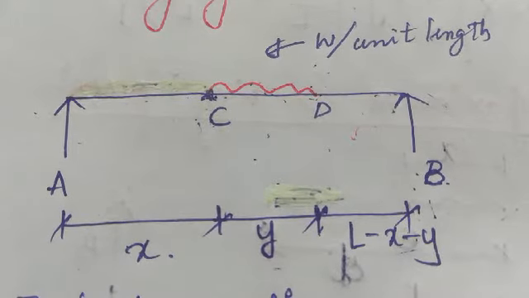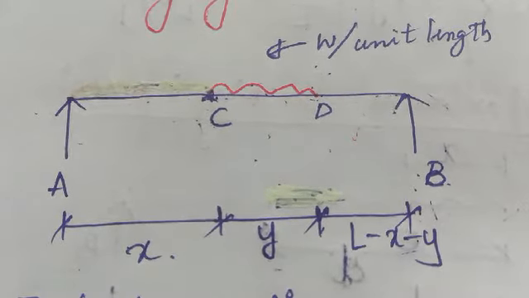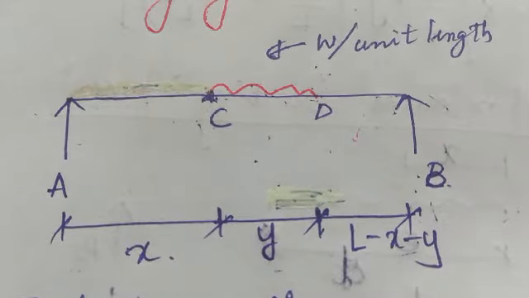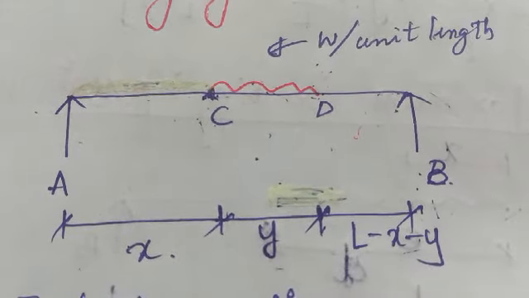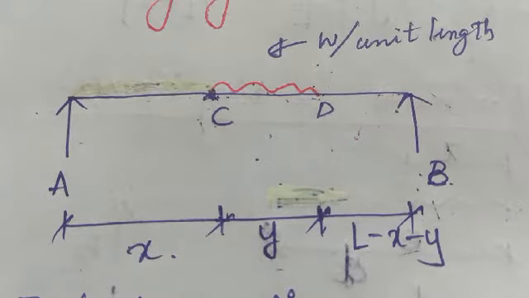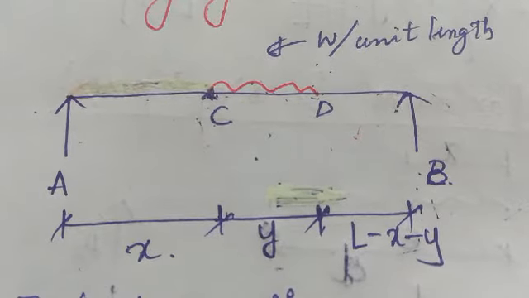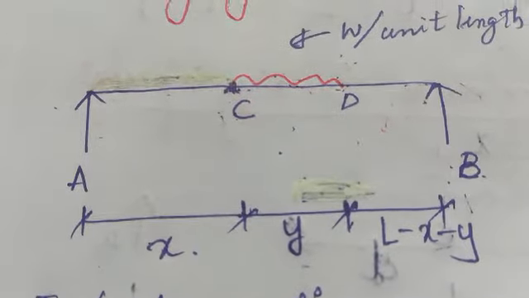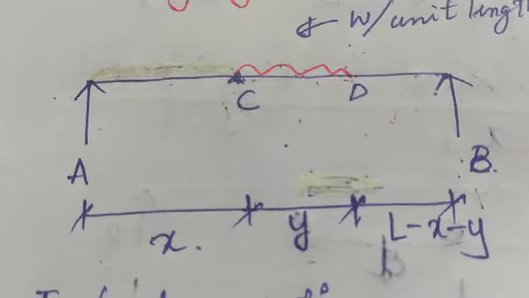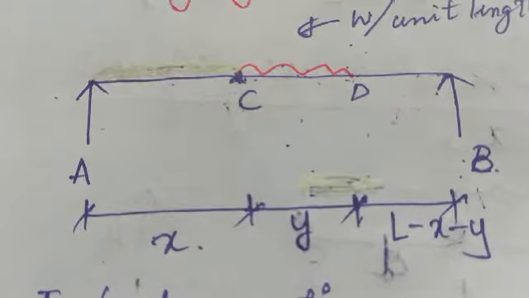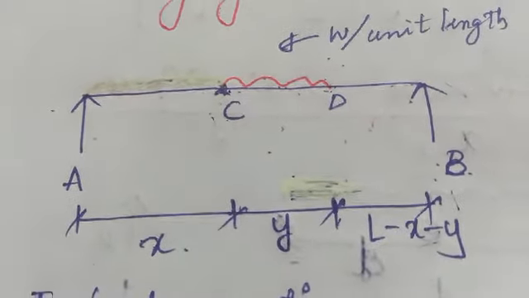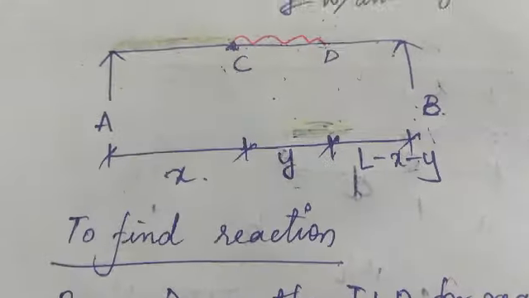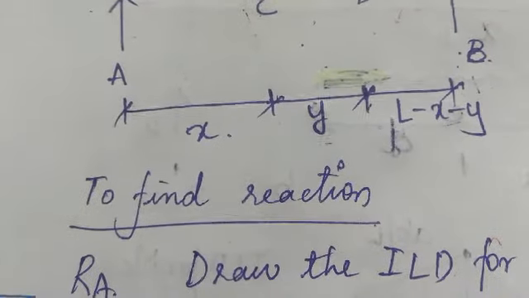Now the tail of the load is placed at a distance x from the A support. So the distances are as follows: x, y and L minus x minus y. Next let us calculate the influence line diagram for the reactions, next for the shear forces and next for the bending moment.